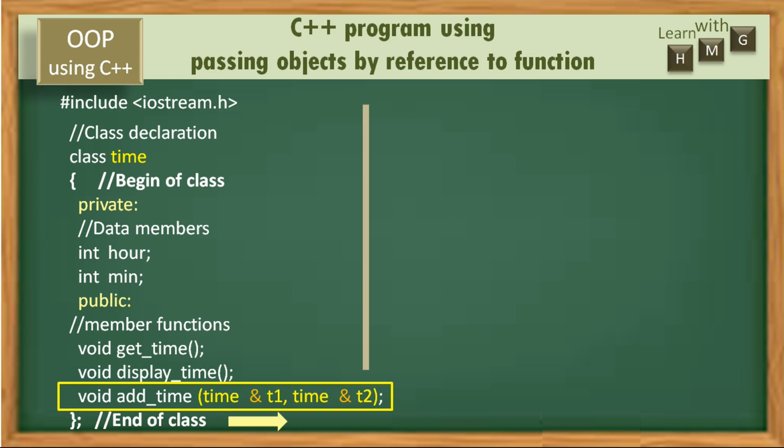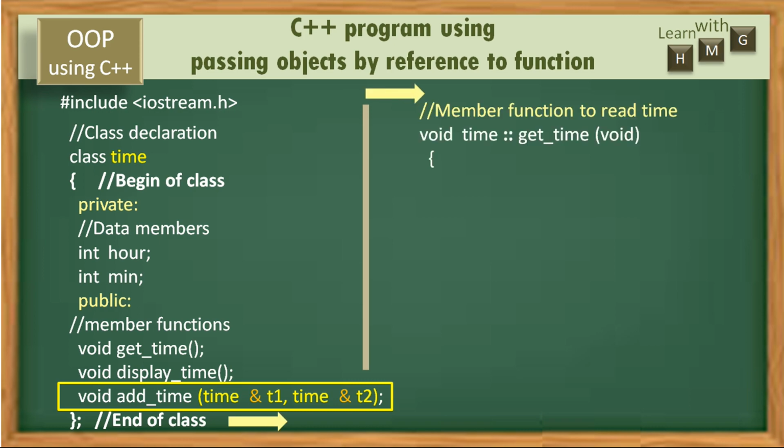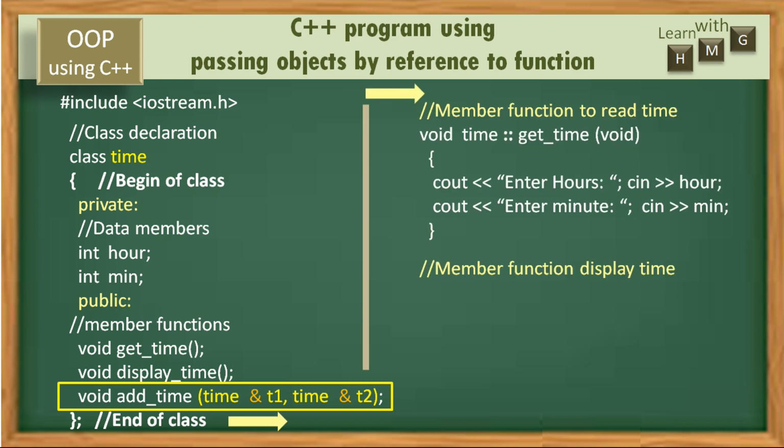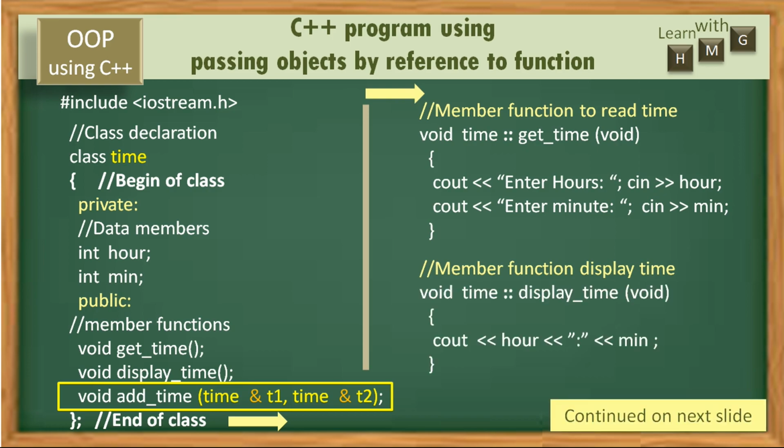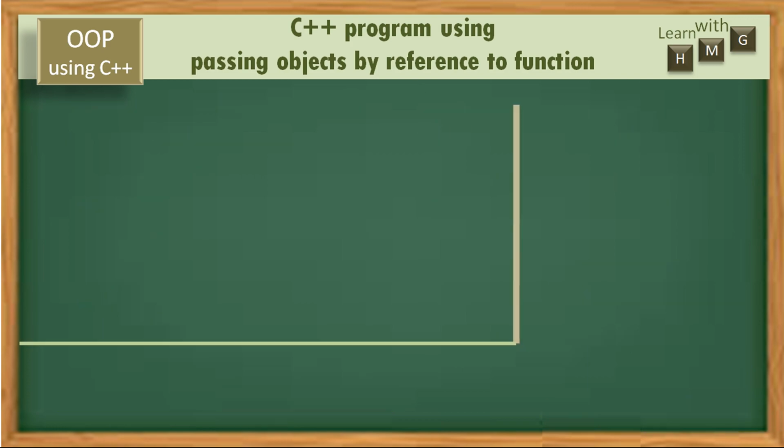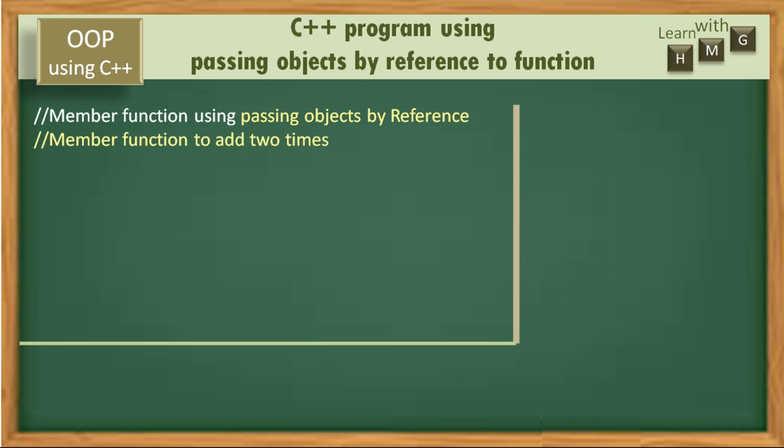The function definition that we already discussed: first of all accept the hours and minutes, then display the hours and minutes in HH:MM format. Now the function definition of add time in detail. The member function, using passing object by reference, is going to add 2 times. The member function definition with the first line will be like this: the objects T1 and T2 are passed by reference because address operators are used before them.